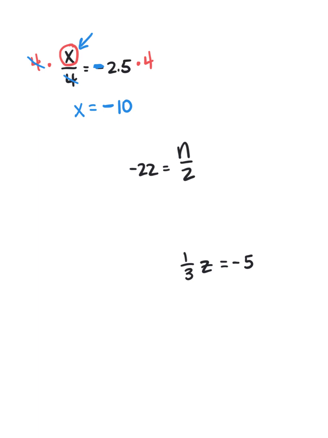So there you go. For the next one, again, see, it's the same thing every time, isn't it? There's your variable. It's being divided by 2. The inverse of dividing by 2 is multiplying by 2.